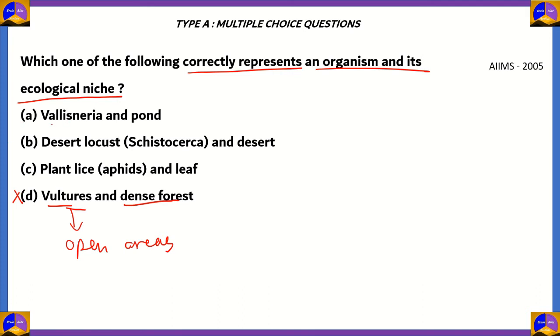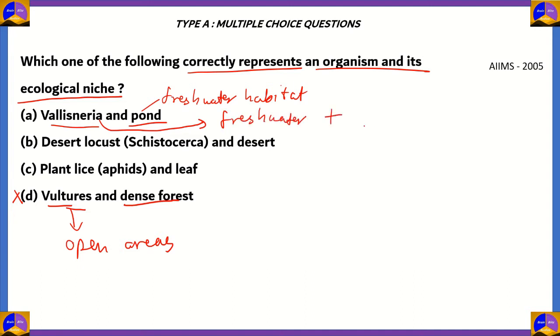What about option A, Vallisneria and pond? Pond is an example for freshwater habitat, and this is partially true, but Vallisneria lives in both freshwater and to some extent in other aquatic habitats. So therefore option A is incorrect because the entire niche is not represented here.